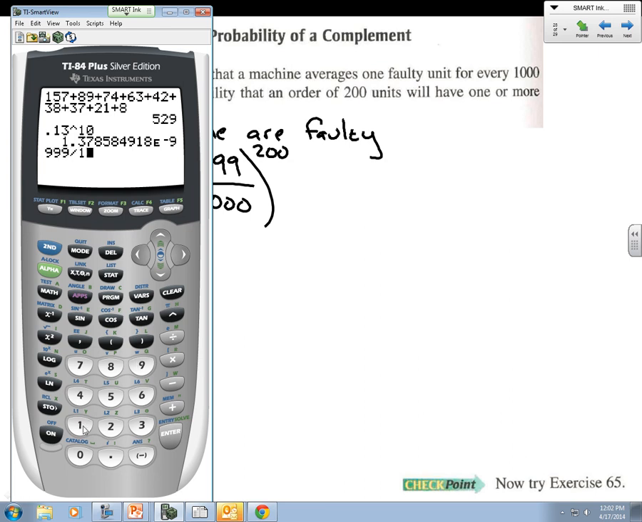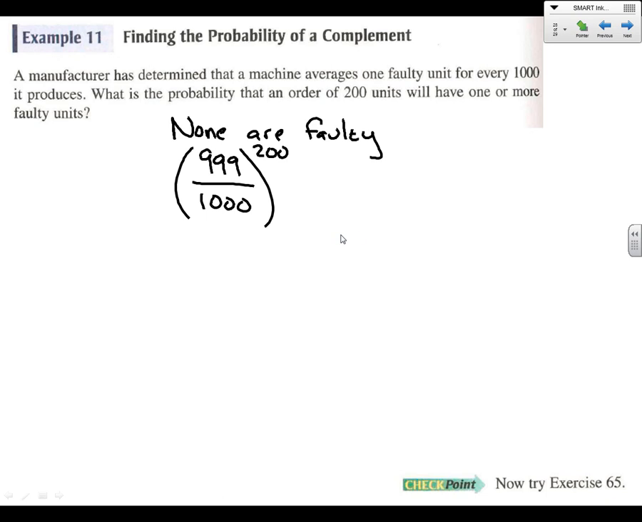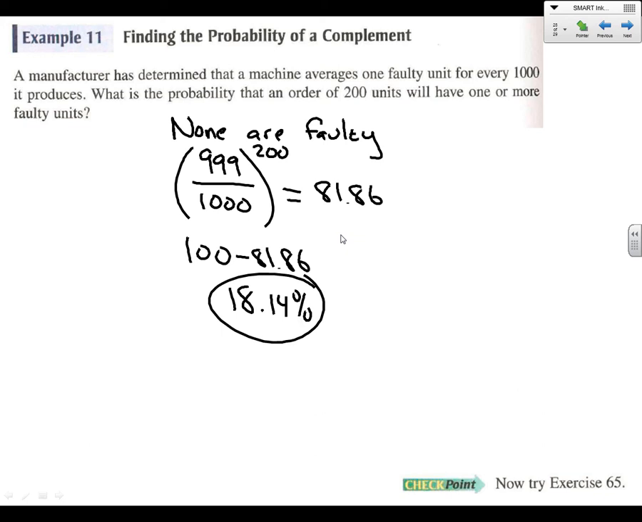Let's figure out what that is. 999 over 1,000 to the 200th. There's an 81.86% chance that none are faulty. What's the probability that at least 1 is faulty then is 100% minus the 81.86. So 18.14% chance that at least 1 of those units is going to be defective if you're ordering 200 of them.